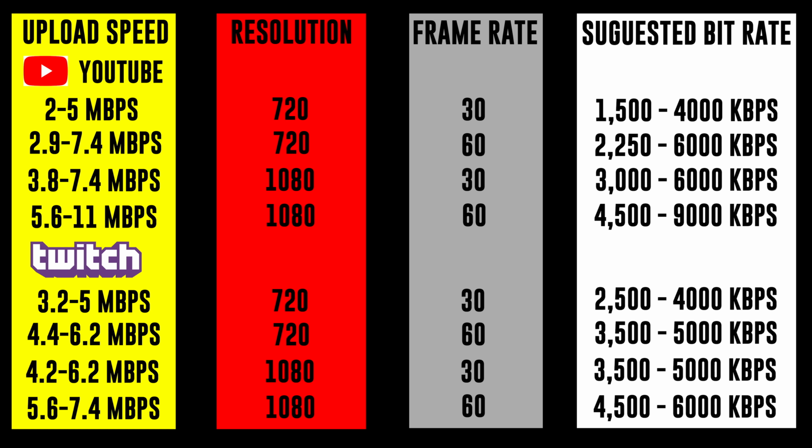Remember that a lot of your audience is watching on a cell phone anyways, so make it the best connection you can, but don't stress about it. The most important thing is you don't want your stream to buffer all the time. This will kill viewership big time. For a Twitch 1080 by 60 frames per second stream, it requires an upload speed of 5.6 to 7.4 megabits per second. This means you should set your bit rate between 4,500 and 6,000.